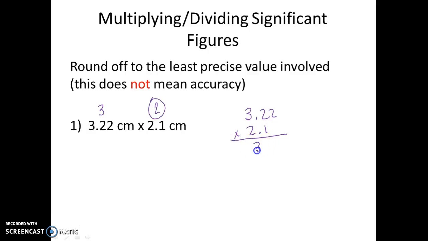So we have 3, 2, 2, we have a placeholder, and then we have 2 times 2 is 4, 2 times 2 is 4, 2 times 3 is 6. We'll add those together. 2, 6, 7, 6, and we have 3 decimal places. So 6.762. Again, we can only have 2. So here's our 2, here's our number we look at for rounding, and we have 6.8. And again, for our units, we just multiply those.